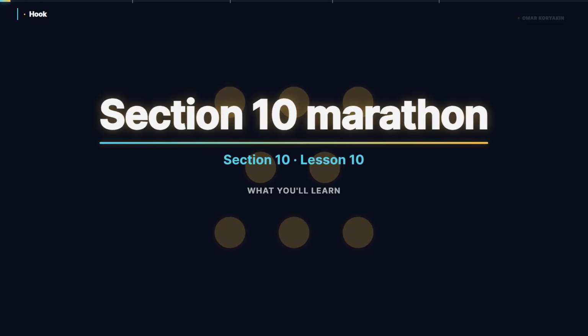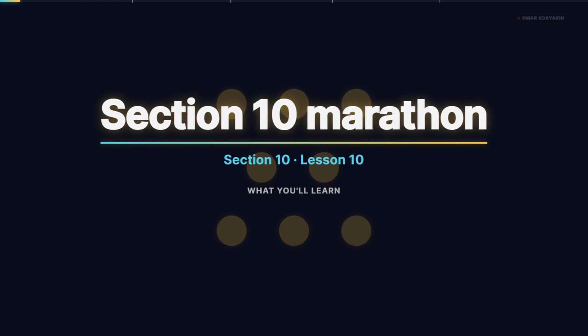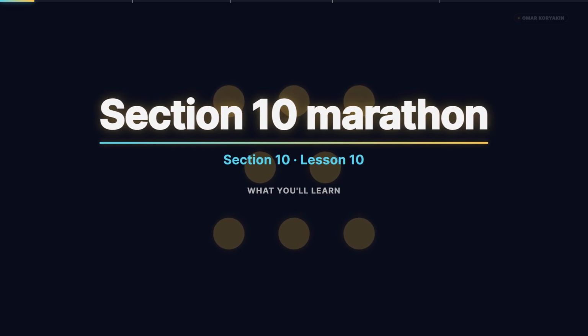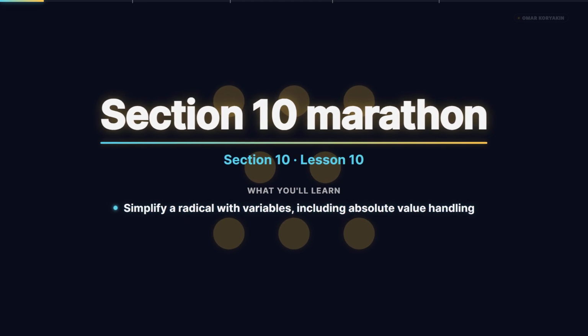Welcome to the Section 10 Marathon. 3 problems chain the radical technique: simplification with variables, rationalization, and solving a radical equation. Each one exercises a different muscle, and finishing all 3 confirms the toolkit is ready.